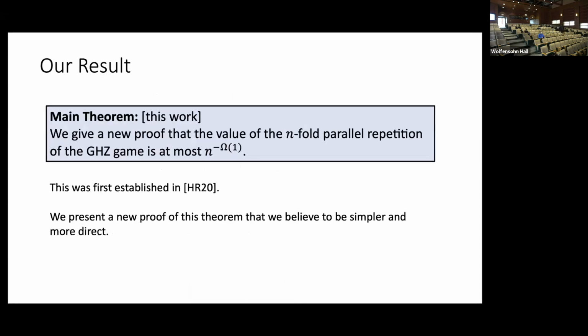So here is our main theorem. We give a new proof that the parallel repetition value of the N-fold GHZ game is at most inverse polynomial in N. So parallel repetition of the GHZ game reduces the value of the game polynomially quickly. This was first shown by Justin and Ron last year. We give a new proof of this theorem that we believe to be much simpler. So this is our main result. I'll go on now to describe the background for our result.